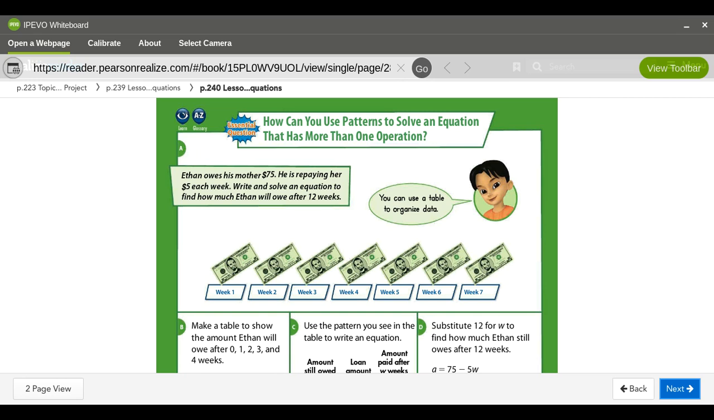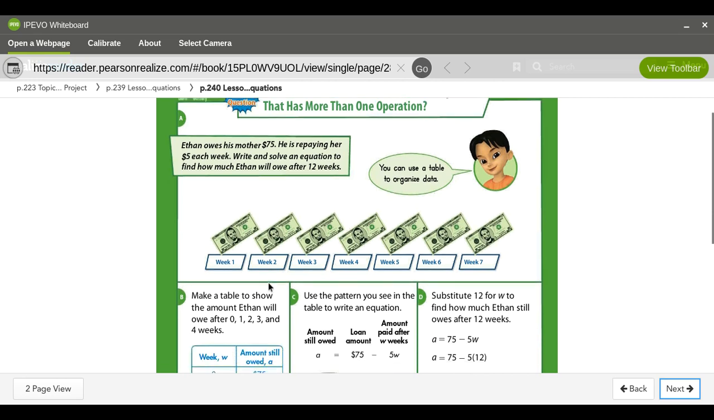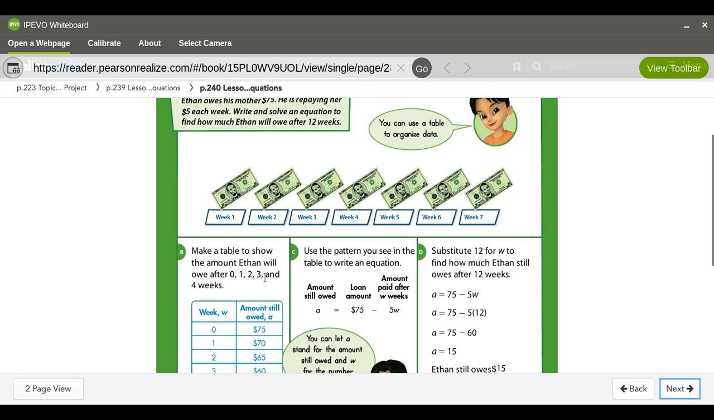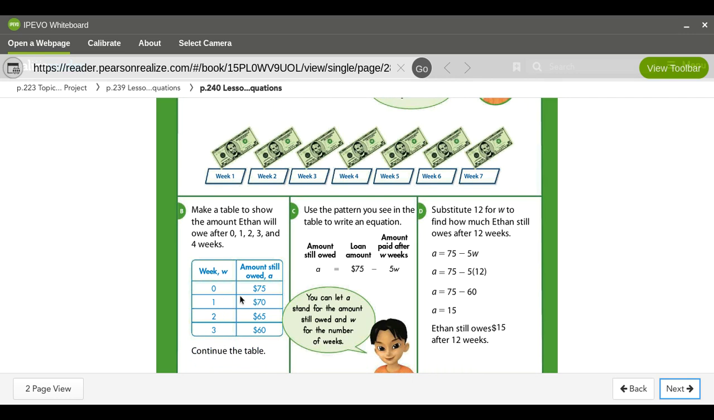So first thing we're going to do is we're just going to walk through this. Make a table to show the amount that Ethan will owe after 0, 1, 2, 3, and 4 weeks. So very first week, week 0, he owes $75. Week 1, he owes $70 because he paid $5. Week 2, he owed $65 because he's paid a total of $10. And week 3, he's paid a total of $15. So here's how you would find the pattern. The pattern that's happening is that each week, so 3 times 5 is going to be 15.